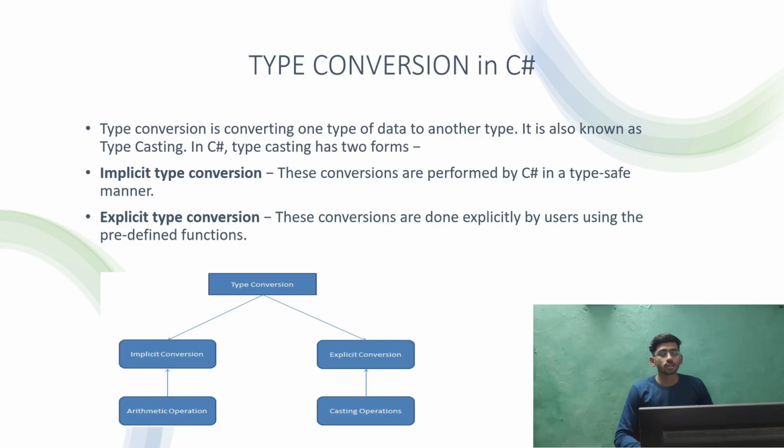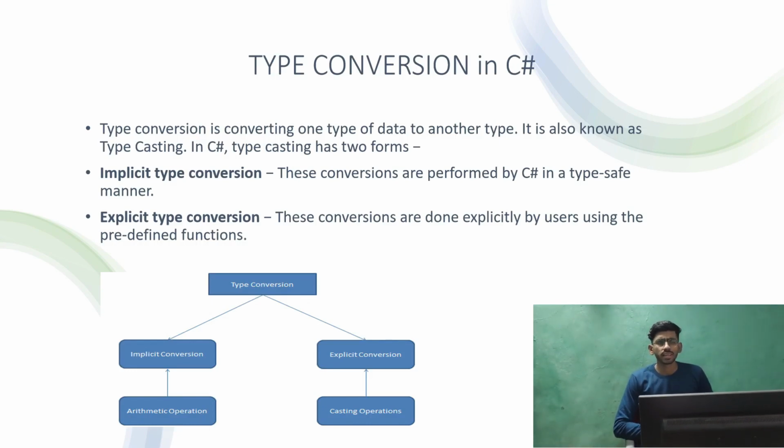My name is Iyer and I'm going to explain to you about data type conversion in C#. Data type conversion is basically converting one type of data to another type. It is also known as typecasting. In C#, there are mainly two forms of typecasting, that is implicit type conversion and explicit type conversion.